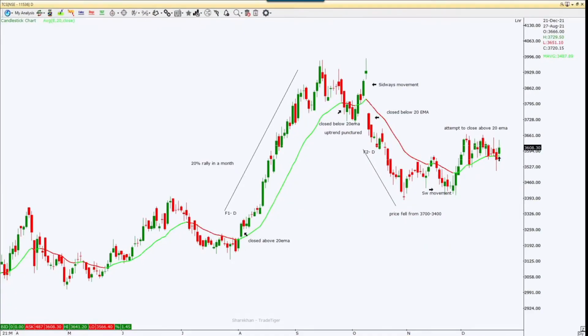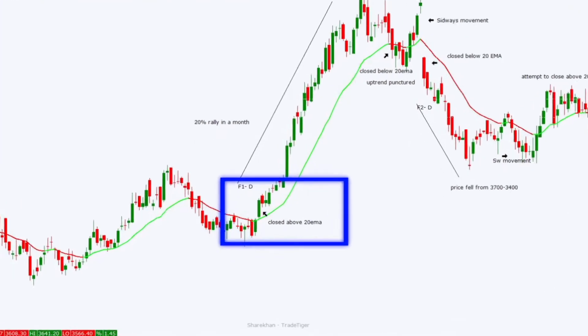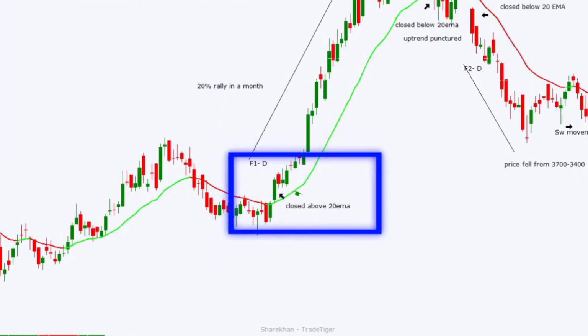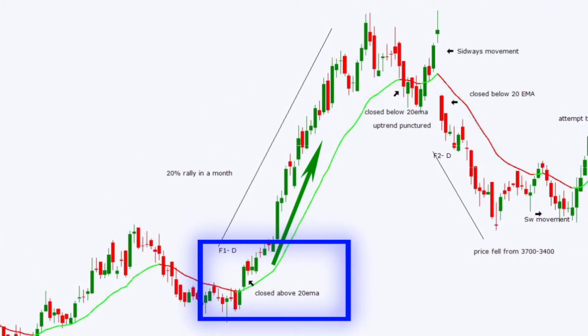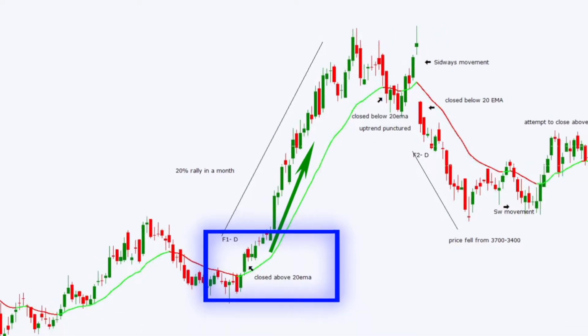Coming back to TCS, you can see that the stock moved above the 20 EMA on 3rd of August 2021 and thereafter continued its rally till 16th September 2021. Now, post the stock closed above the 20 exponential average on 3rd August, we saw almost a 20% rally in the matter of a month. In other words, closing above the 20 moving average on 3rd August gave us an indication of an upcoming rally in the stock.